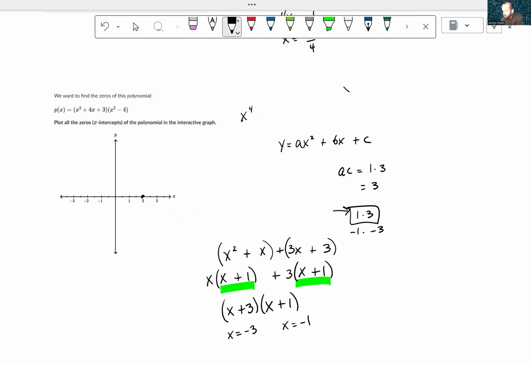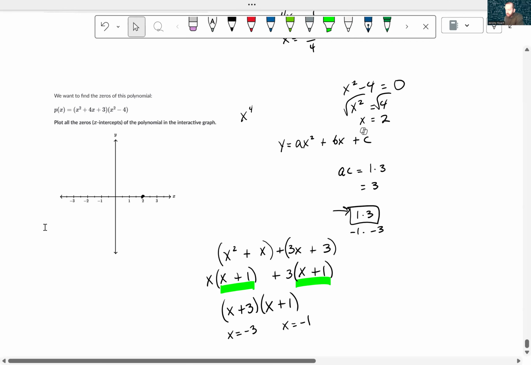Okay, so for our up here, the x squared minus 4, I'm going to rewrite that. We already did that earlier, but I'm just going to write it again. Take the square root, and we get x equals 2. Now, for this, now we've got 3 so far. So we're going to plot 1 at -3, 1 at -1, and then 1 at 2 also.